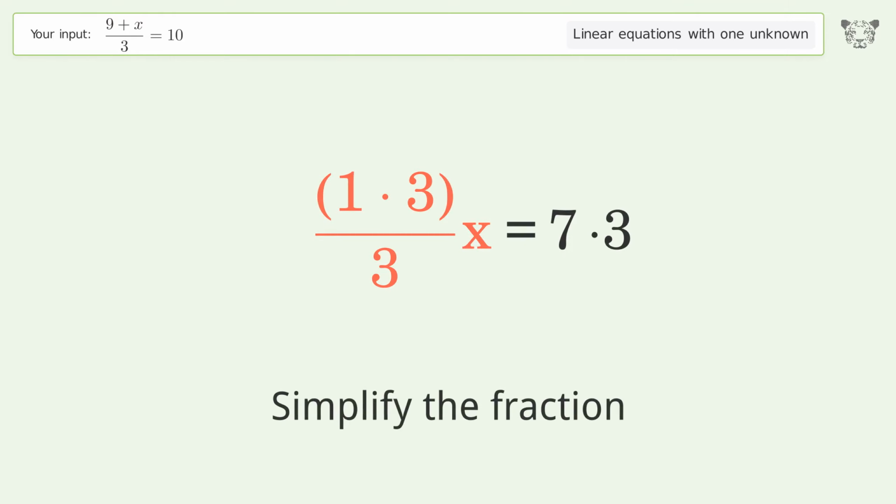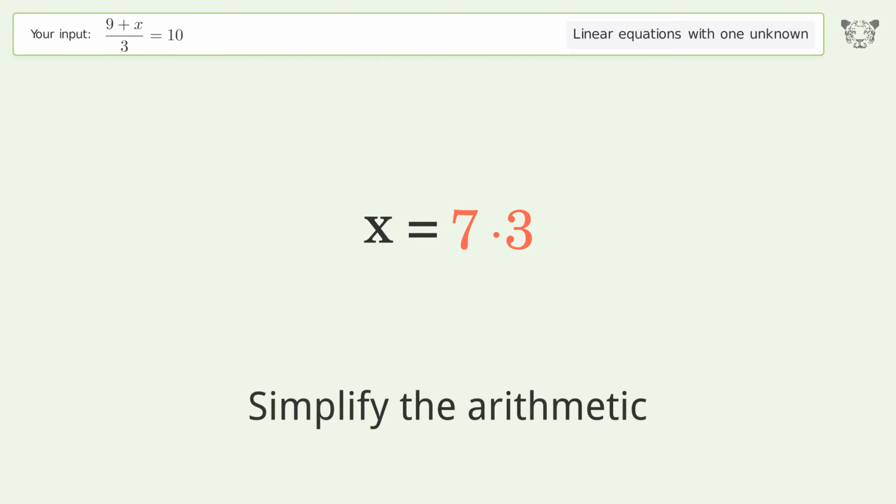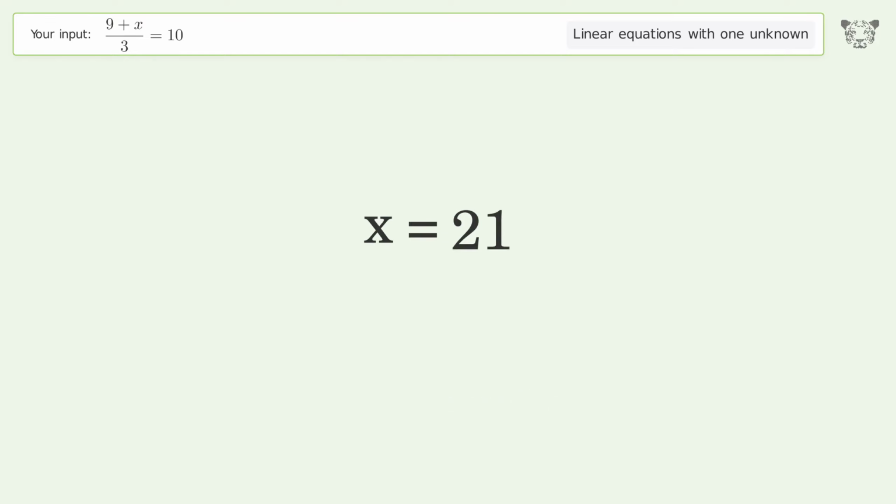Simplify the fraction. Simplify the arithmetic. And so the final result is x equals 21.